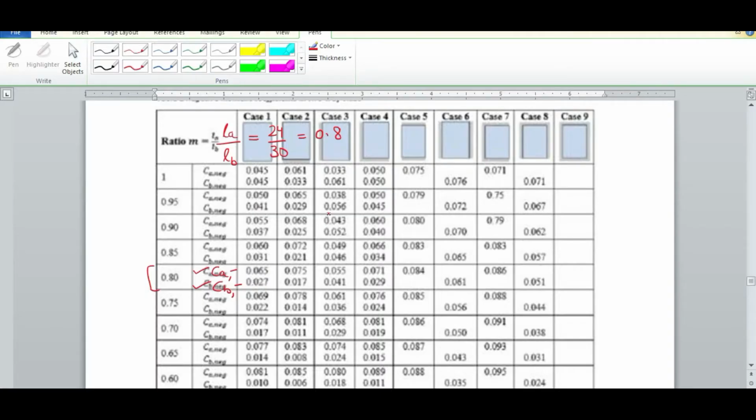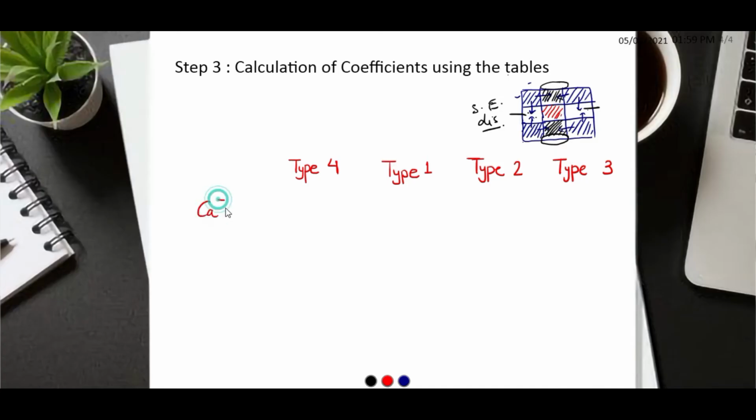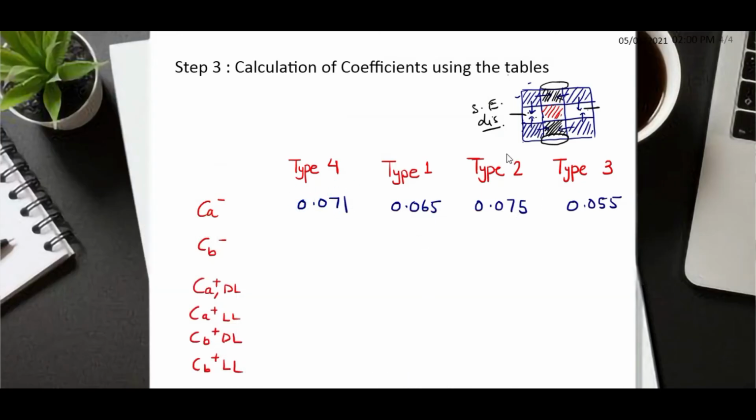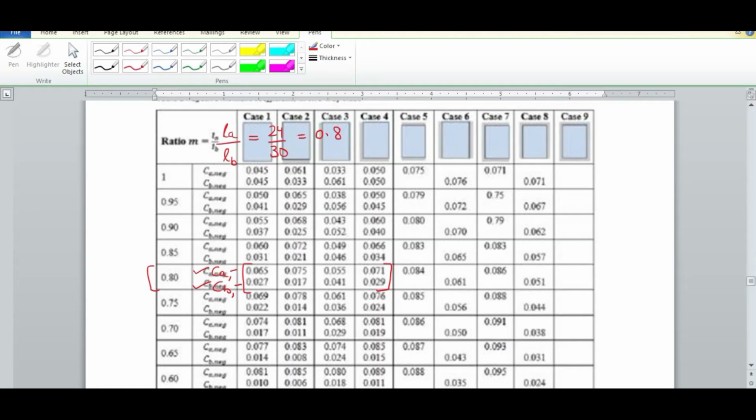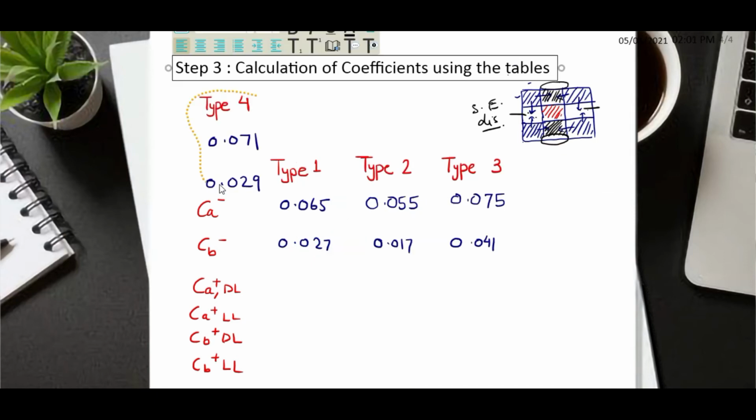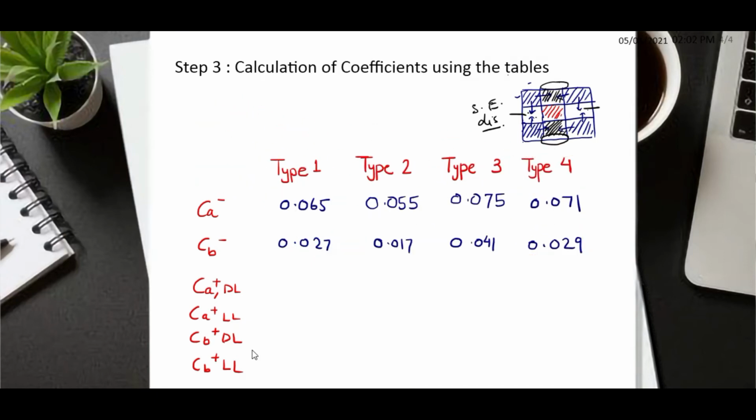So these values we will use. Let us write down these values. .075. Similarly for CB, now let us find CA positive for DL.